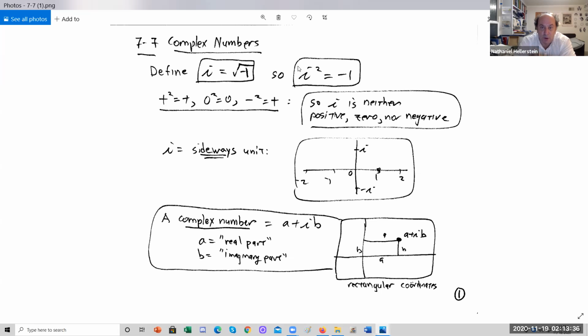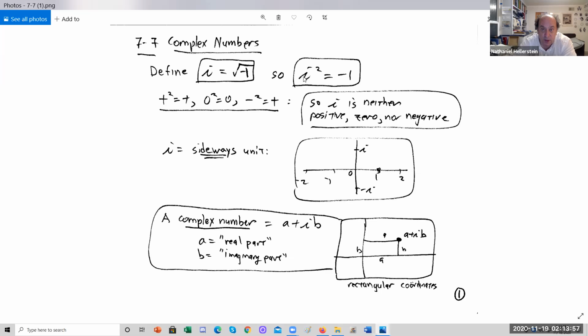And now we want to solve this equation: i squared equals -1, for reasons that will be useful later to solve quadratics and ultimately cubics and others. The problem is that a positive number squared is positive, 0 squared is 0, and a negative number squared is positive. So none of them square to -1.